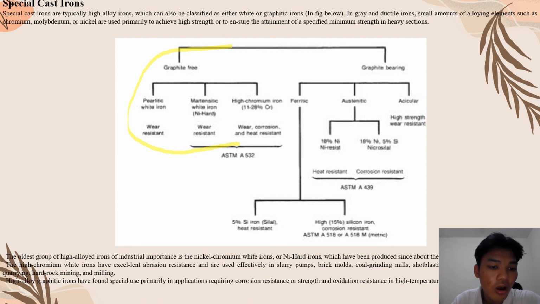Highly alloyed graphitic irons have found special use primarily in applications requiring corrosion resistance or scaling and oxidation resistance in high temperature service.